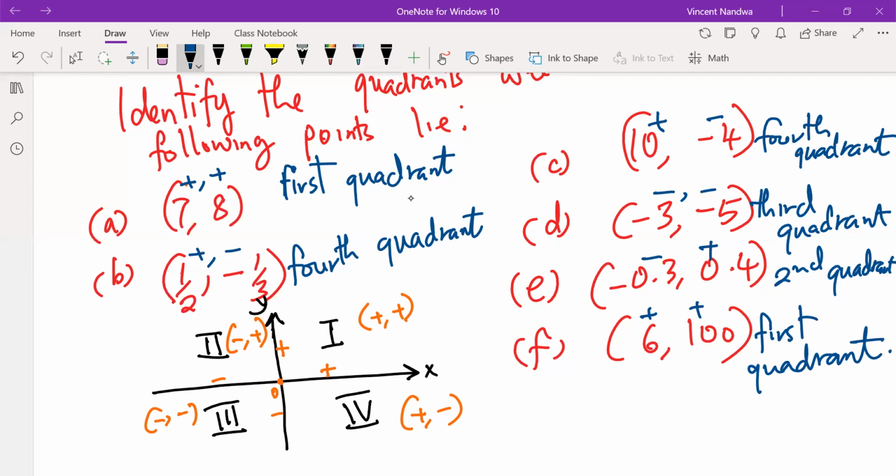So that is how we locate and identify points in the Cartesian plane. Next session we will be discussing the distance between 2 points in the plane.